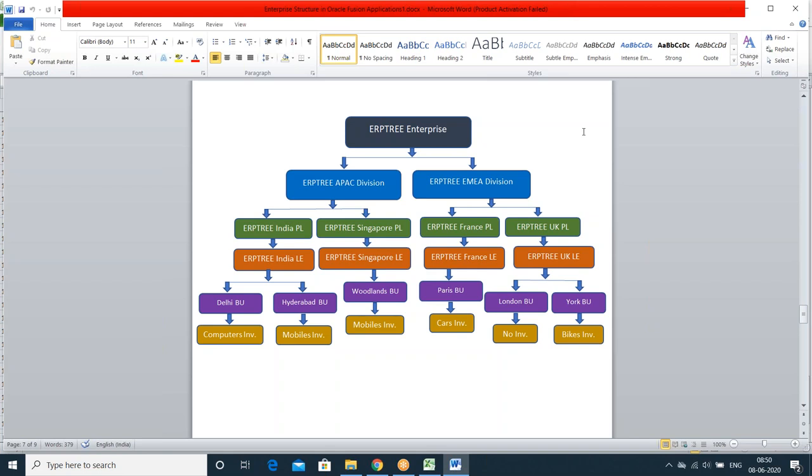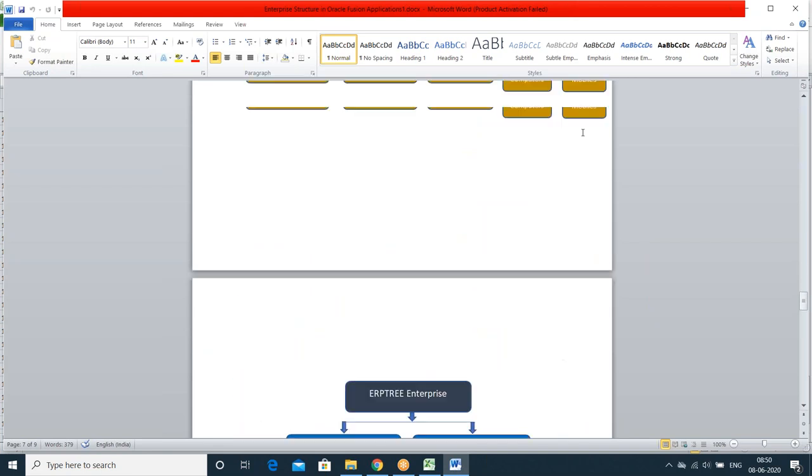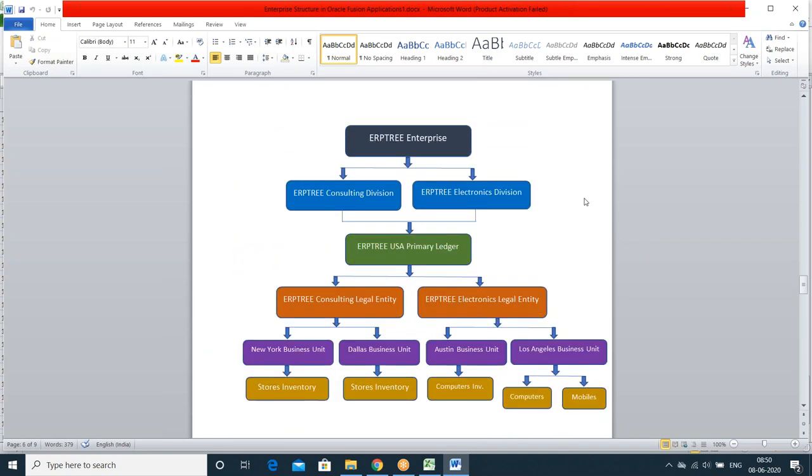Since they are doing the business in multiple countries, if they want to go with the concept called division, they can take the division based on the regions. In the previous example, everything they are doing is in a single country only, but they want to segregate the total business operations based on divisions. That means these two business units' data would be reported as the consulting division, and these two business units' data would be reported as the electronics division.